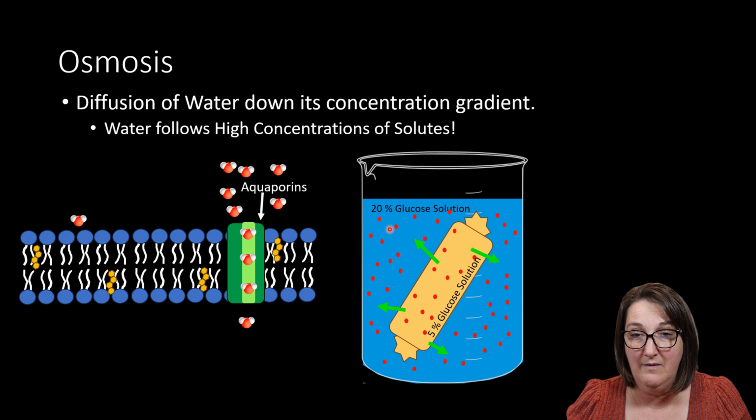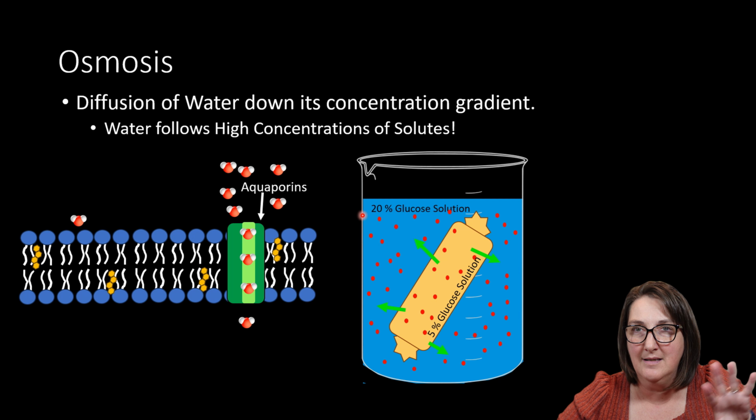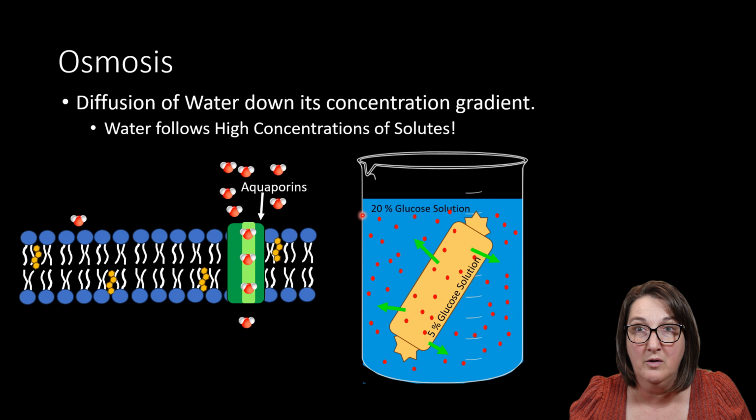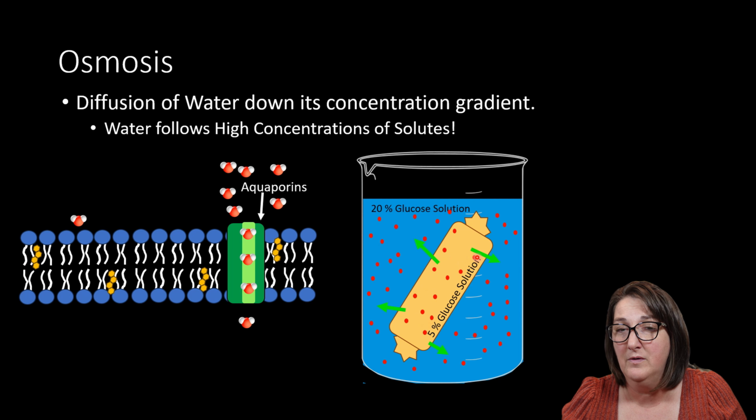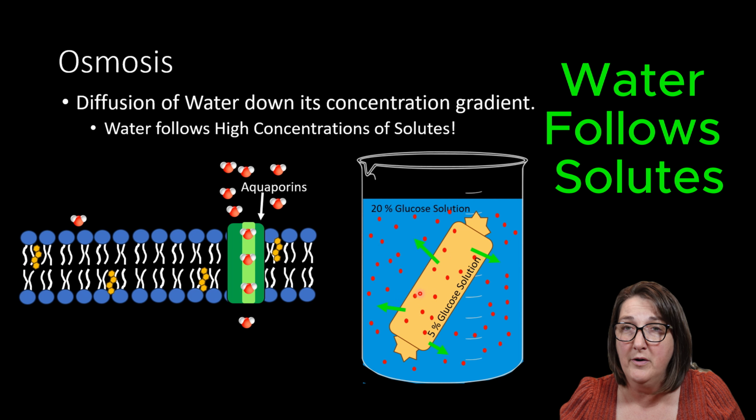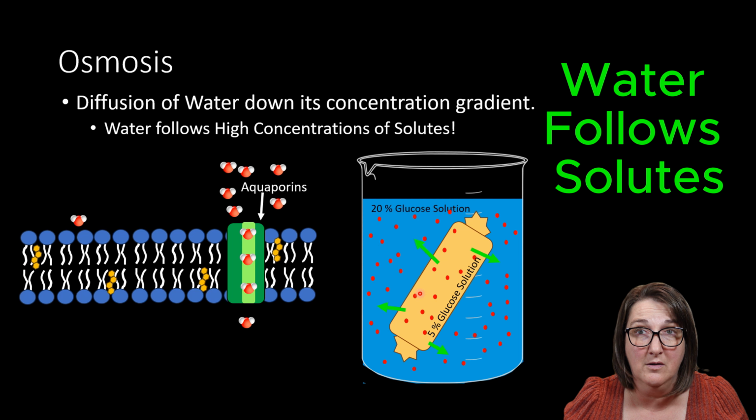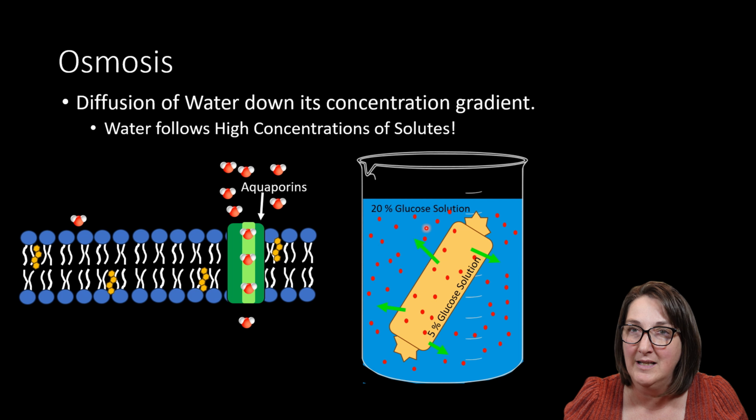So again, I have 95% water, I have 80% water, and I have more solutes in here. What that means is these solutes are taking up spots where water could be. Now I have more solute taking up space for water, and less solute taking up space for water over here. This is why I tell my students, water is going to follow the solute that's the largest, because that means I have less water because I have more solute there.